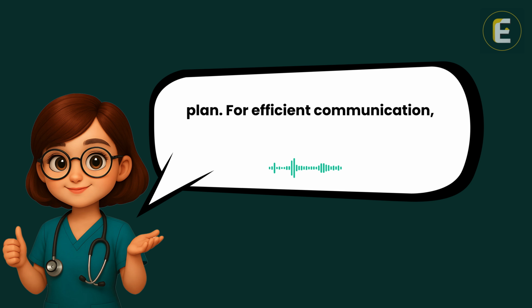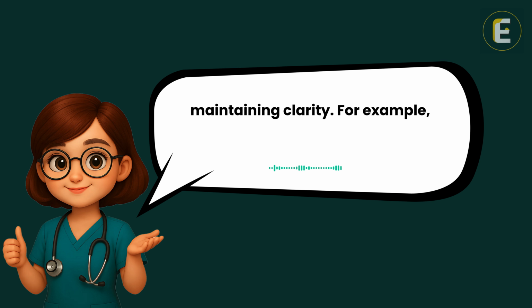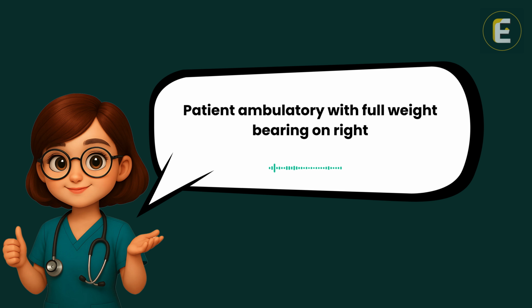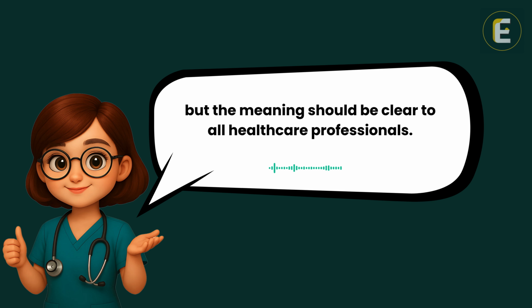For efficient communication, practice using appropriate medical abbreviations, which enhances efficiency while maintaining clarity. For example, "PT ambulatory with FWB on RLE requires MinAssist x1 for transfers." Patient ambulatory with full weight bearing on right lower extremity requires minimal assistance from one person for transfers. Here, abbreviations like FWB and RLE save time and space, but the meaning should be clear to all healthcare professionals.